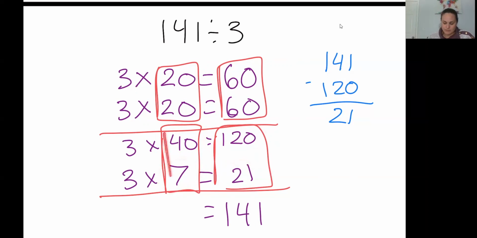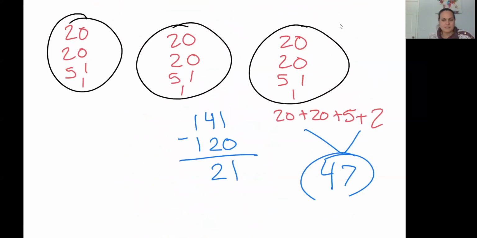So I'm going to put these two together to get my final answer of 47. Okay, each person can get 47. And if you look back, we got the same answer up here of 47.